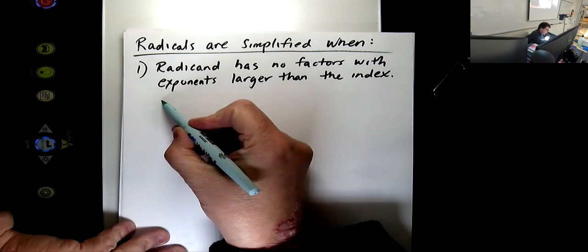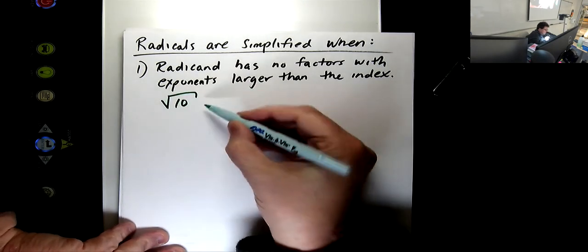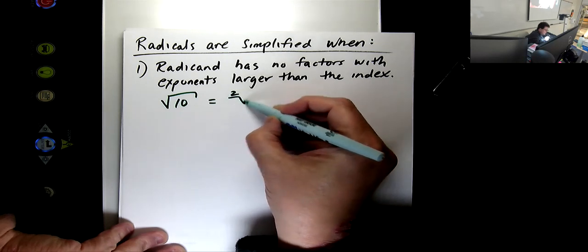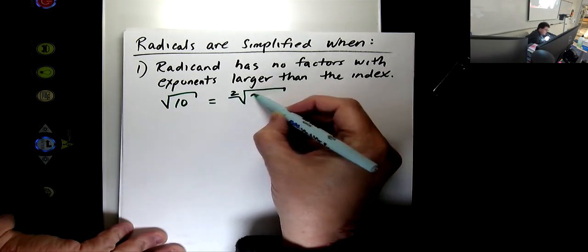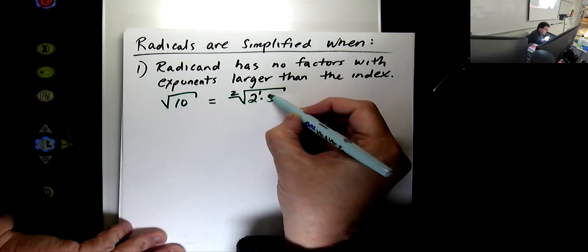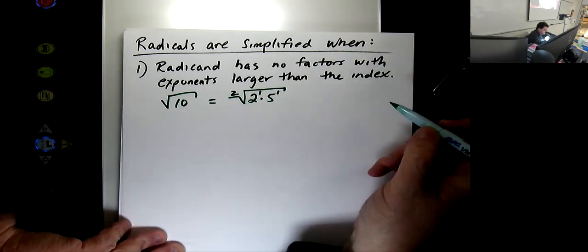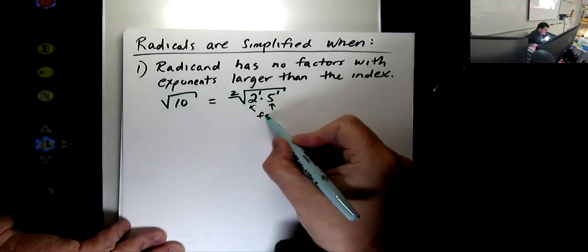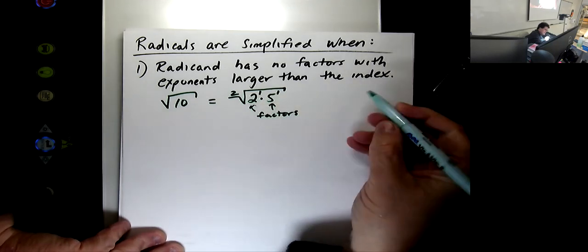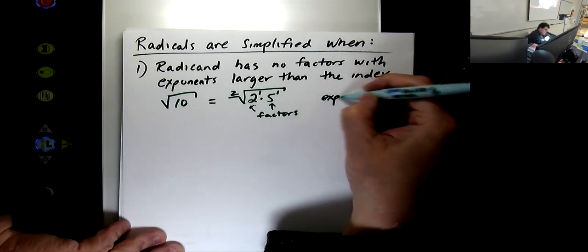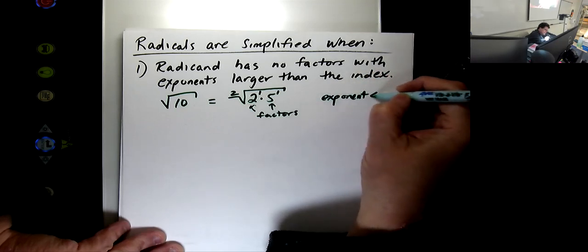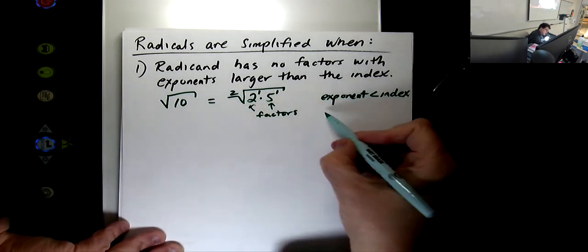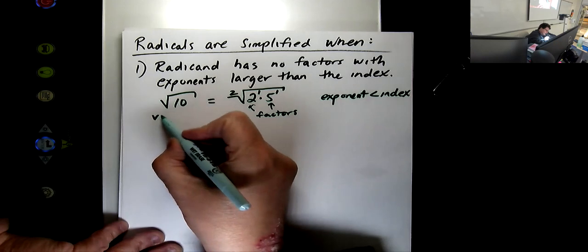So if I have the square root of 10, this is really an invisible 2 outside as the index. This is 2 to the first power times 5 to the first power. These are the factors, and the exponent is less than the index. So this is a valid or simplified answer.